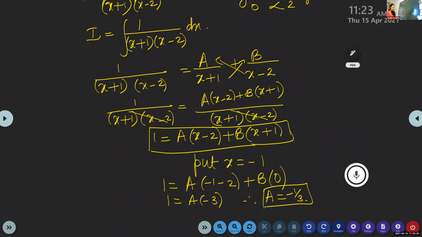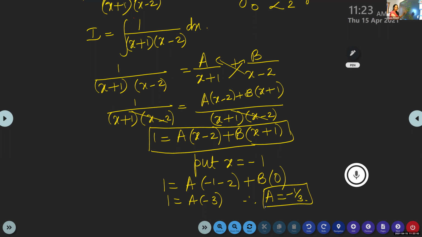What we did here, we are assigning the value for x. In order to find A, we should make the B term as 0. So what is the value we can assign for x? In order to make this x plus 1 as 0, the value we can assign is -1. -1 plus 1 will become 0. So when you put x is -1, 1 is equal to A into -1 minus 2 plus B into 0. So we are getting A is -1/3.